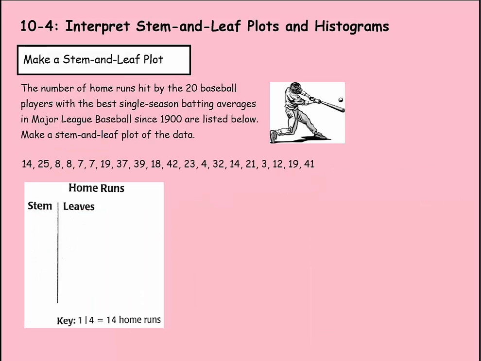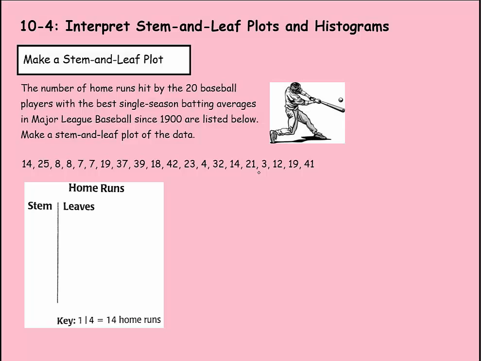So here we get to make a stem and leaf plot. This is a number of home runs hit by the 20 baseball players with the best single-season batting averages in Major League Baseball since 1900 are listed below. Make a stem and leaf plot of the data. So it looks like the key we're going to be using here is going to be 1 and 4, where the 1 would be the tens place and the 4 would be the ones place.